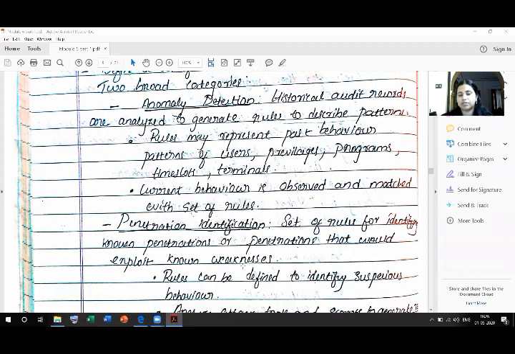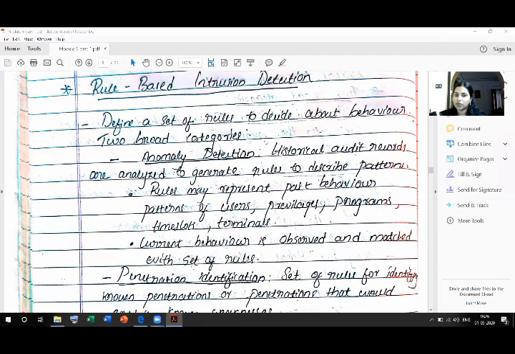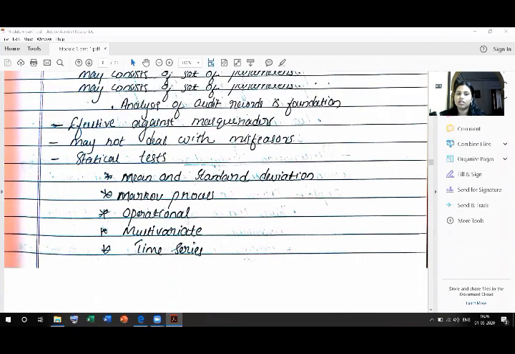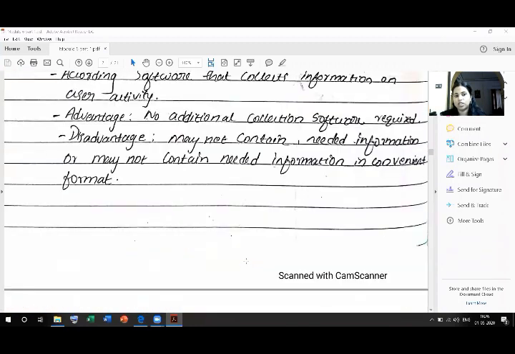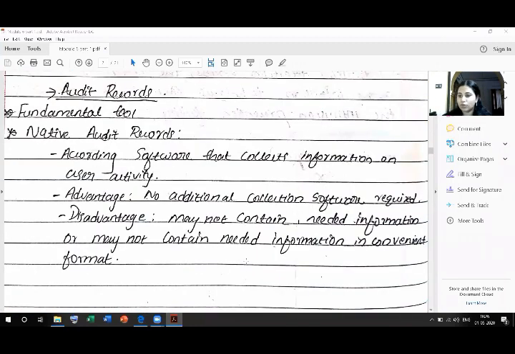What is meant by audit records? Audit records are the fundamental tool for detecting the attackers. There are mainly two types of records: native audit records and detection-specific audit records. Native audit records contain useful information and non-useful information, collected by software that gathers information on user activity. The advantage is that no additional collection software is required. The disadvantage is that it may not contain the required information, or may not contain it in a convenient format.